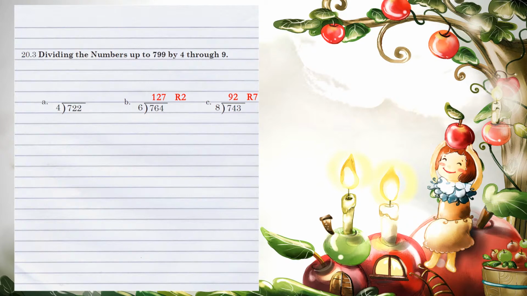4 goes into 32 8 times. 8 times 4 equals 32. So that's going to give us a remainder of 0 when we subtract there. Bring down the next number of 2.